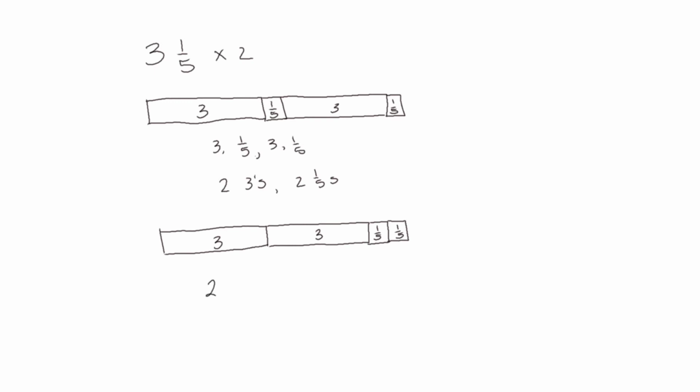So writing a number equation, 2 times 3 and 1/5, we could group these and say it's 2 times 3 plus 2 times 1/5. And if we complete this, 2 times 3 is 6, plus 2 times 1/5 is 2/5. So our solution would be 6 and 2/5.